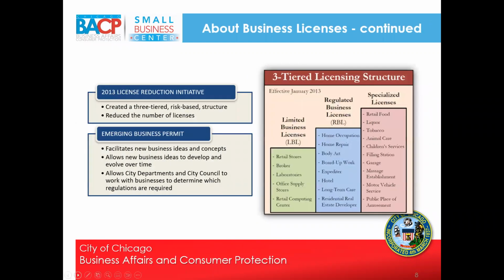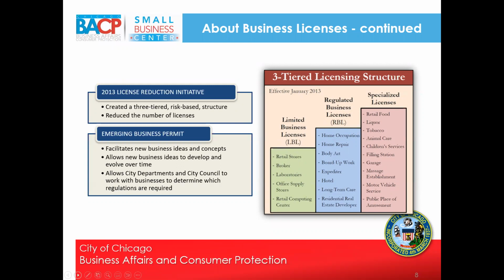As of 2013, the department had a license reduction initiative, and it created a 3-tiered risk-based structure to help reduce the number of licenses needed for a particular business. We also have our emerging business permit, which helps facilitate any new business ideas and concepts. It allows new business ideas to be able to develop and evolve over time, and also for the city departments and city council to work with these businesses to determine which regulations are required.